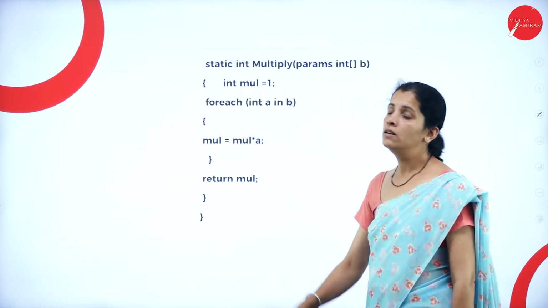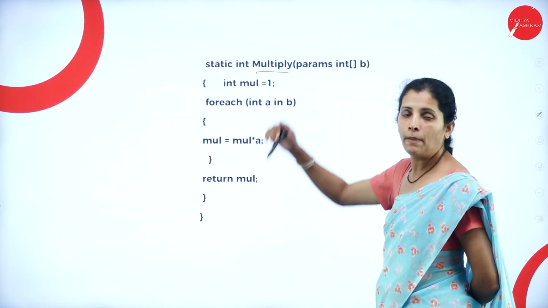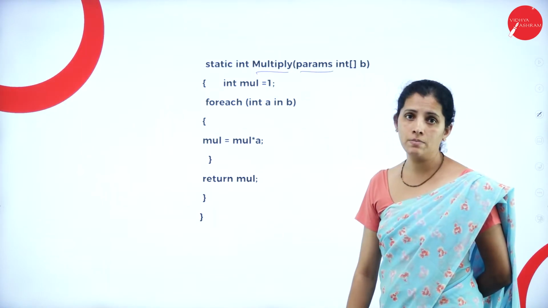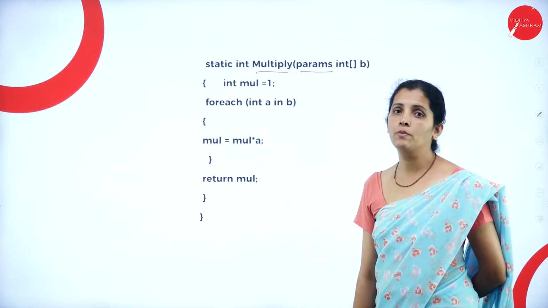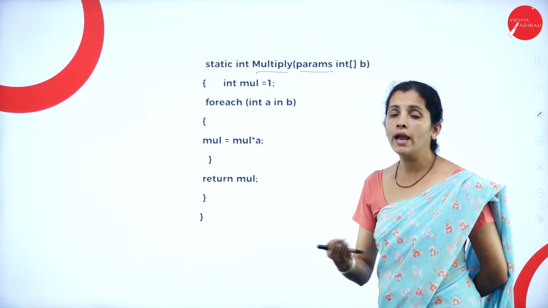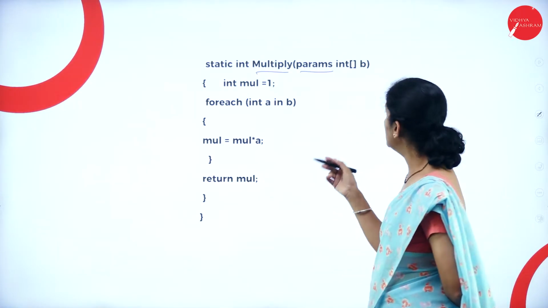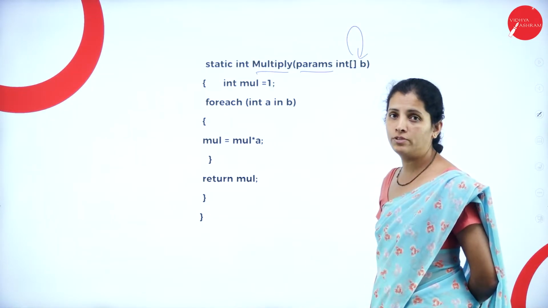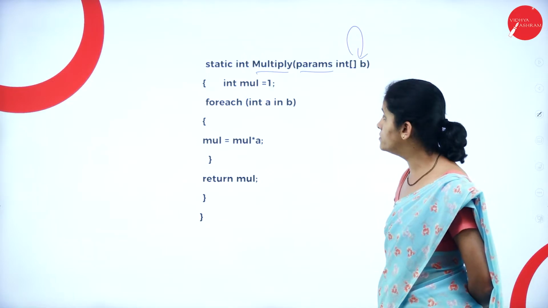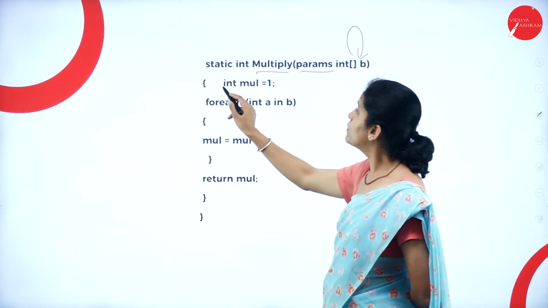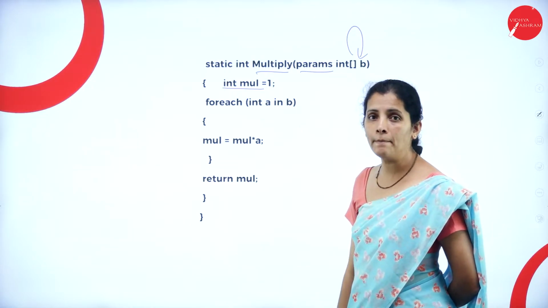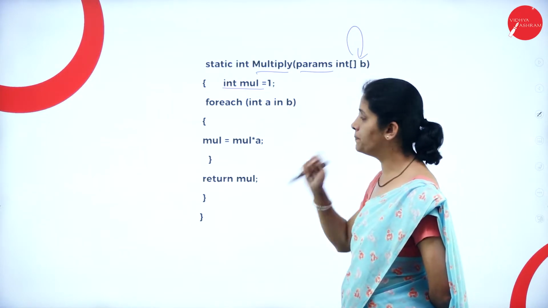Now I'm going to print multiplication value 1, then multiplication value 2. Now dear student, I'm going to create the multiply method. See here, I'm going to use params. That is nothing but a variable argument list, the collection of objects or a group of objects. Now I'm going to define one variable called m and assign 1.